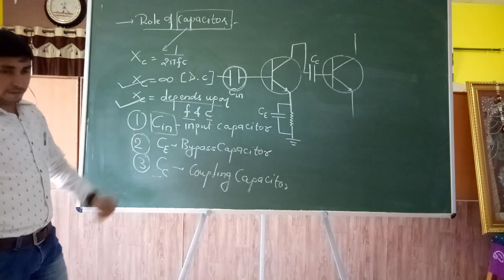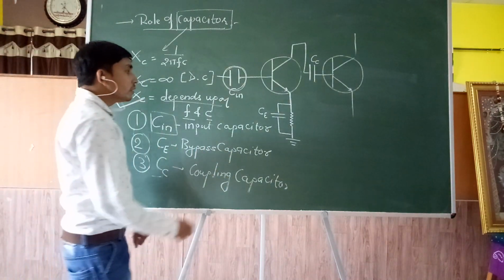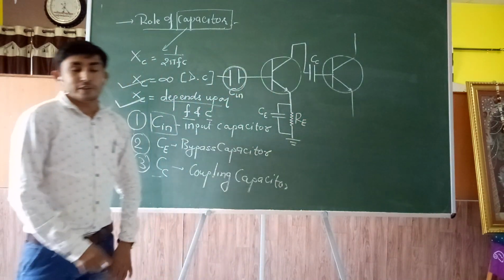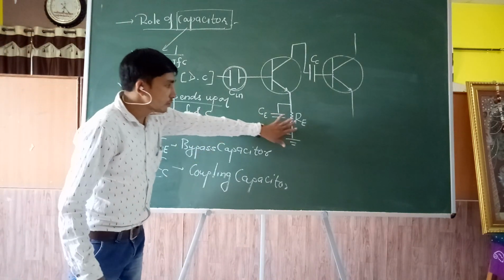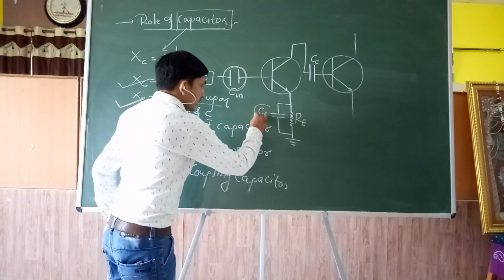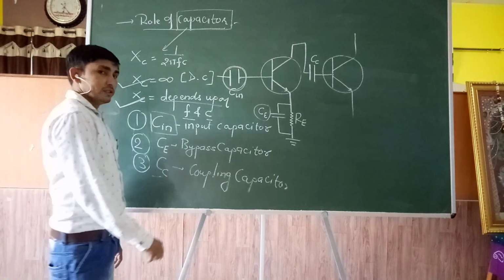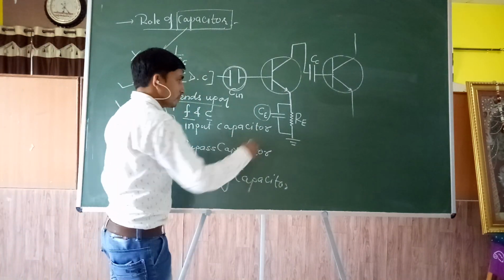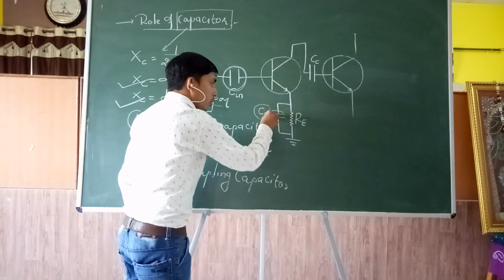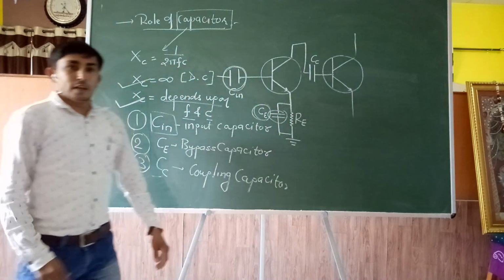Second, what is the purpose of the emitter capacitor? It is named a bypass capacitor. Why? It is always connected in parallel with the emitter resistor. The reason is that it offers a low reactance to AC. So whatever AC signal is over here finds a low reactance path, and it will be bypassed through this emitter capacitor.